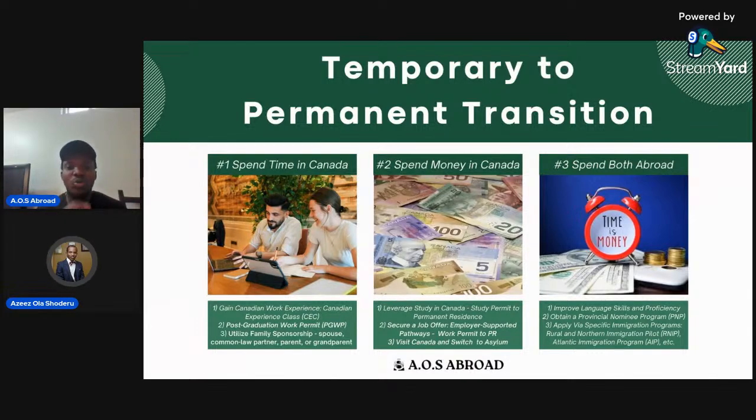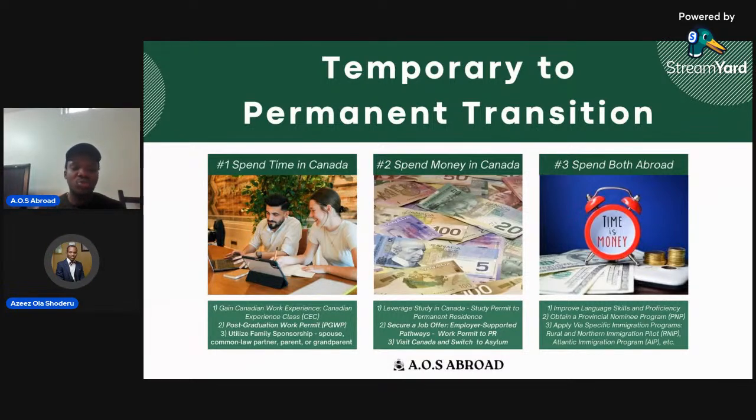The first major way to transition from a temporary resident to a permanent resident is to spend time in Canada. When we say spend time in Canada, that means you need to gain Canadian work experience. In other words, you may come in through work permits and apply through the Canadian Experience Class under Express Entry. Or, for instance, maybe you have studied before and your school gives you what we know as the post-graduation work permit, the PGWP. You have that as an opportunity to use that experience you have gathered to apply for another program.